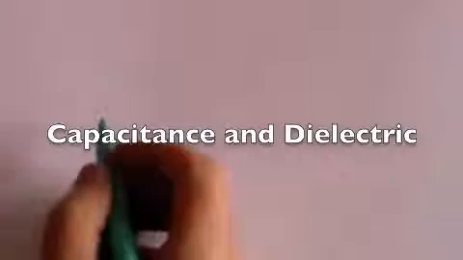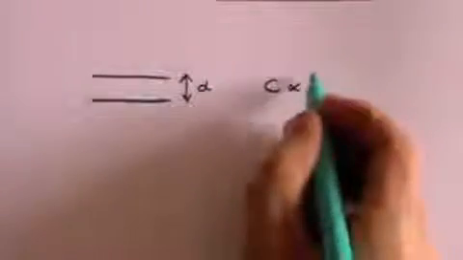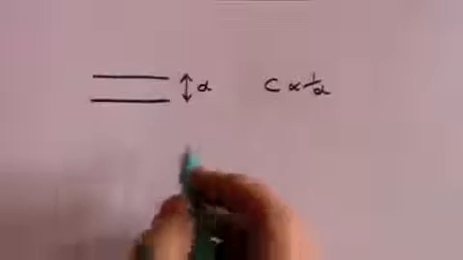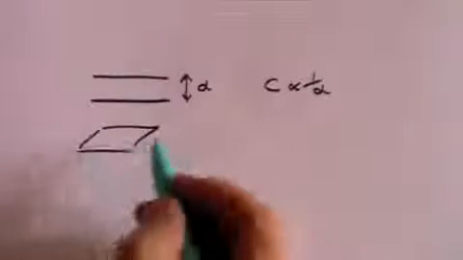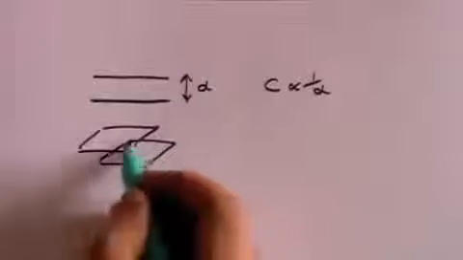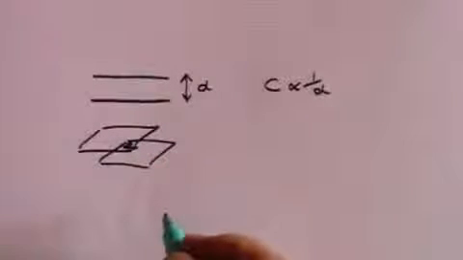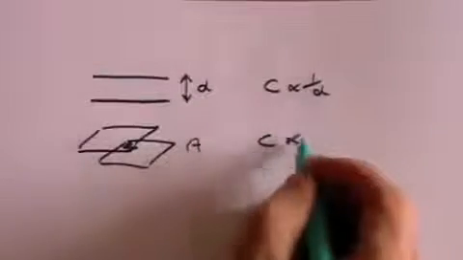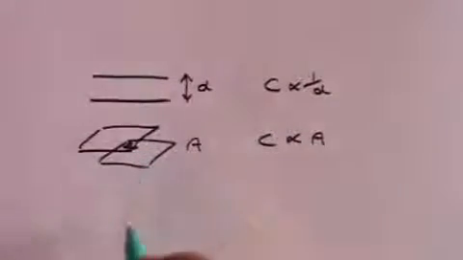I had said that for a capacitor consisting of parallel plates, the value of the capacitance is proportional to the distance. In fact, it's proportional to 1 over d, the separation between the plates. It's also proportional to the area of overlap, so C is proportional to the area of overlap of the plates.